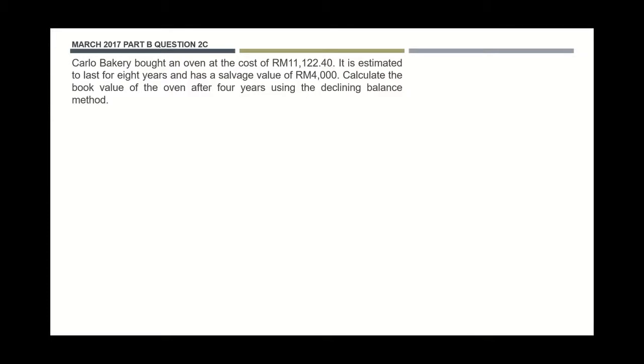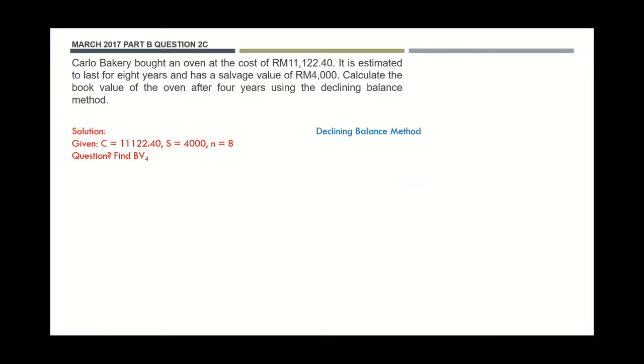balance method. Okay, so to solve the problem, as usual, the first thing that you need to do is to identify the given information. So in this case, the given information is C equal to 11,122.40, and the scrap value equal to 4,000, and N, the useful life, equal to 8. So the question asks you to find BV4, that is the book value of the oven after 4 years. And the method that we are using in this situation is the declining balance method.